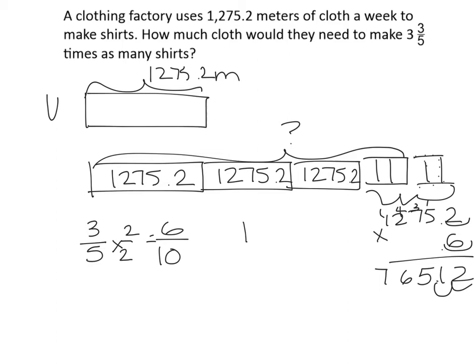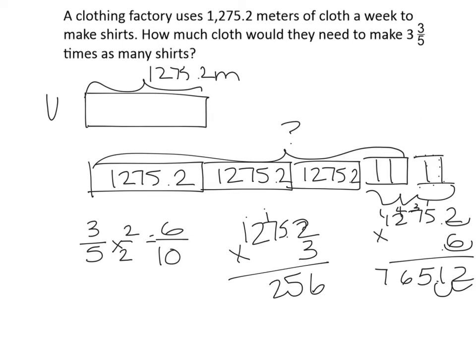So now I've got to do 1,275 and 2/10 times the 3 units, 3 whole units, and then I'm going to add this number and this number. 3 times 2 is 6. 3 times 5 is 15. 3 times 7 is 21, plus 1 is 22. 3 times 2 is 6, plus 2 is 8. 3 times 1 is 3.